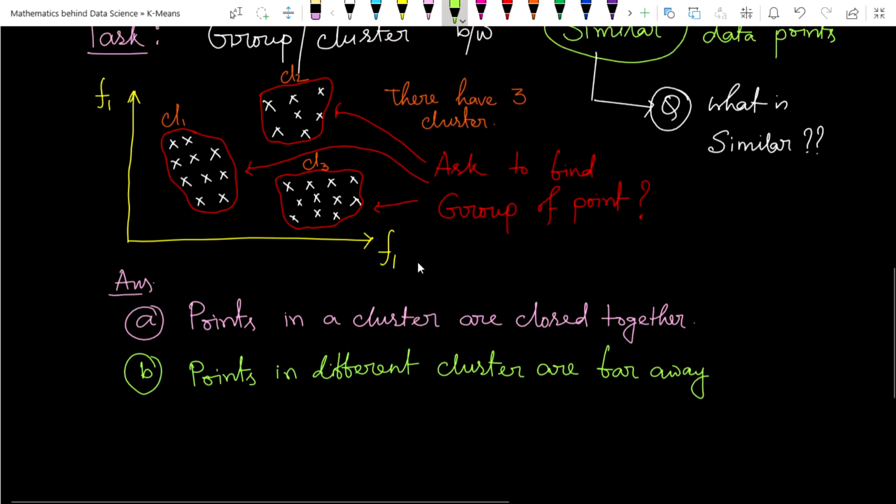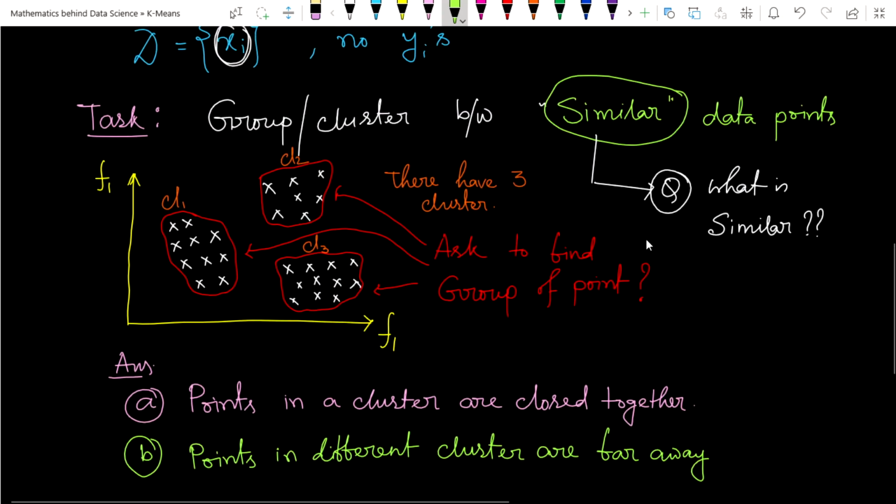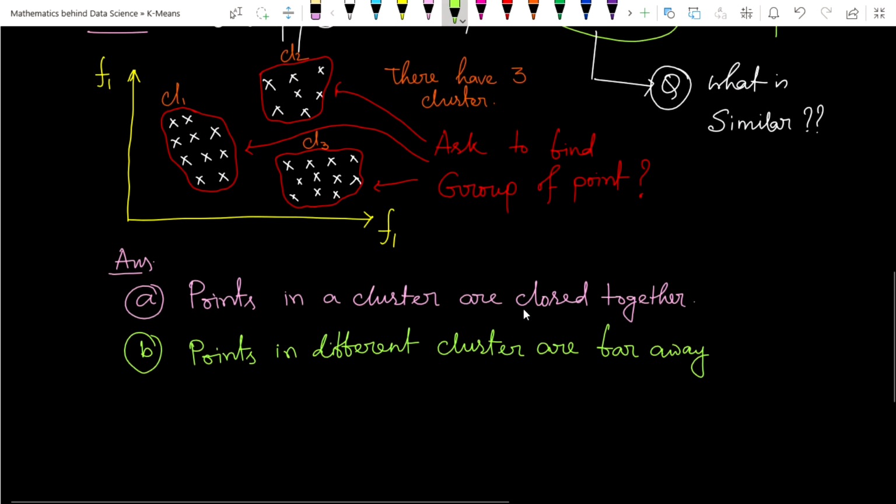Okay, if you try to find this answer, it is the similar concept that we used to group the clusters of points. Here we have close points, close together. In these examples, the close points give the concept of similarity.